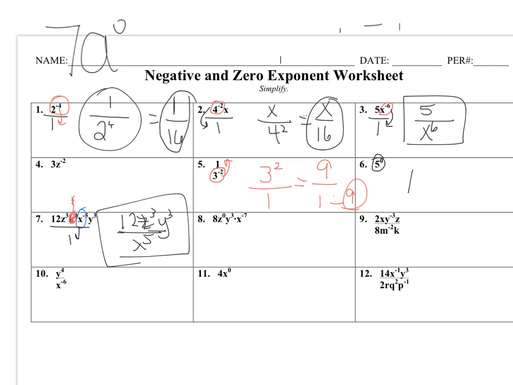I know I'm done because I have no negative exponents and every variable is only seen one time. 1x, 1z, 1y. Let's go ahead and look at number 8.